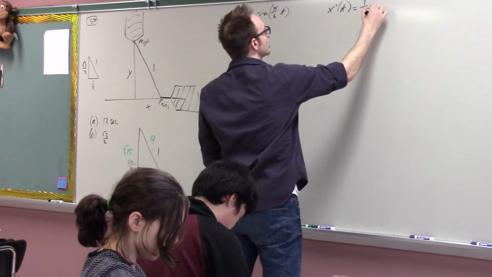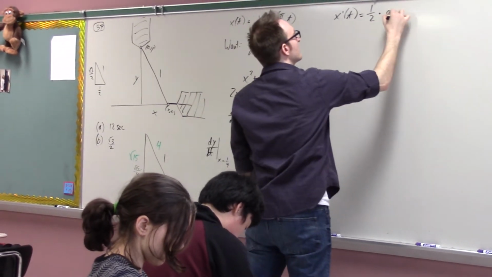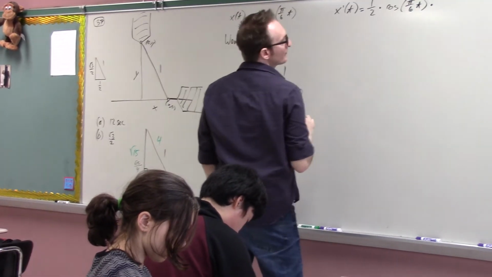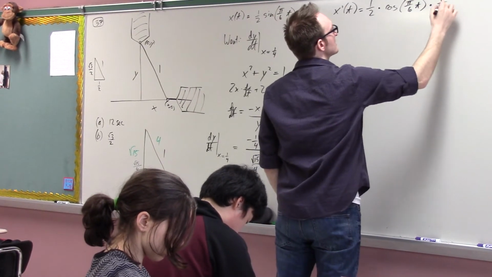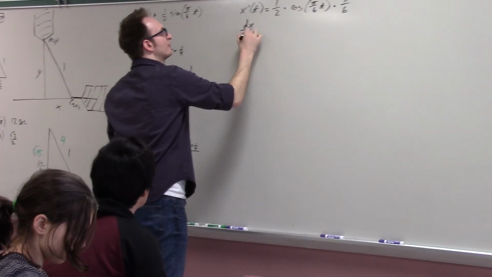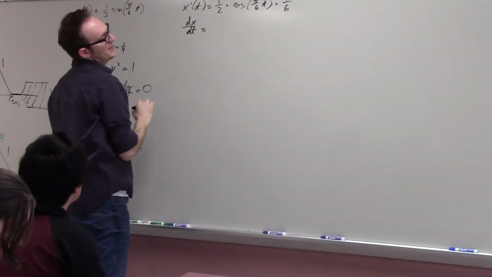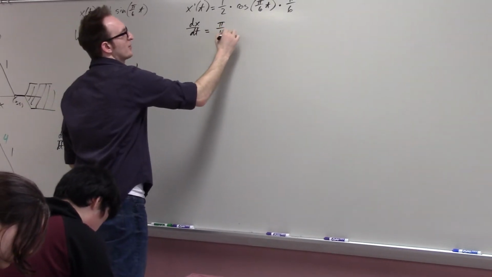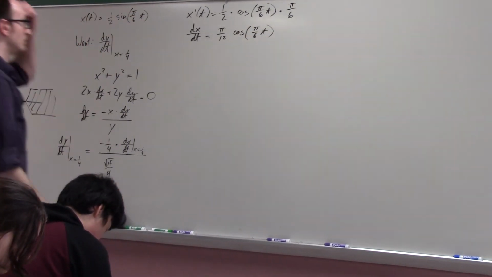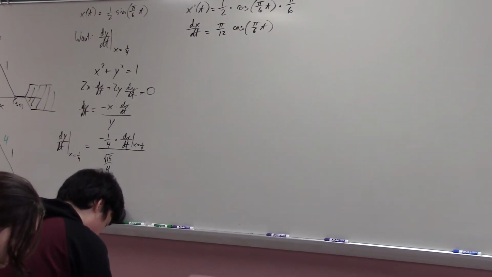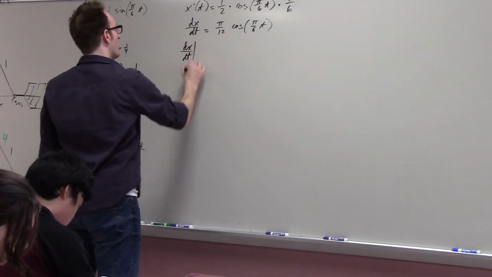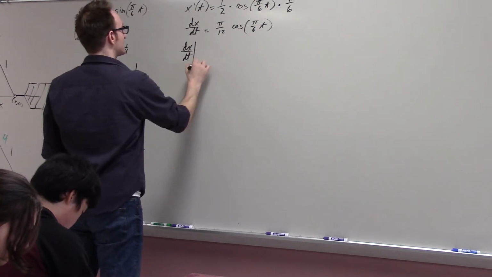So it's going to be 1/2 times the derivative of sine of something, which is cosine of the something back inside, times the derivative of the something. So that's another pi over 6. Okay, so now I have my formula for dx/dt. dx/dt is just pi over 12 cosine of pi over 6 t. All right.